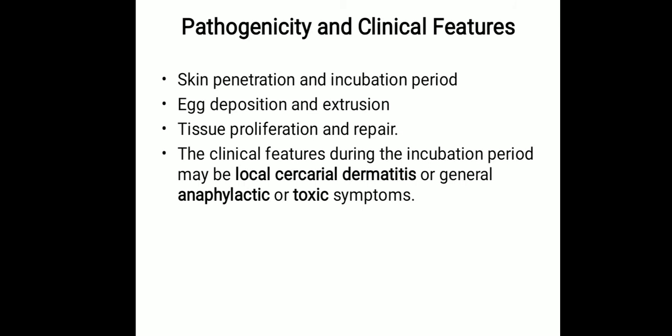toxic symptoms include fever, headache, malaise, and urticaria. So these are the few symptoms under anaphylactic or toxic symptoms. Then this is accompanied by leukocytosis, eosinophilia, enlarged tender liver, and a palpable spleen. This condition is more common in infection with Schistosoma japonicum.